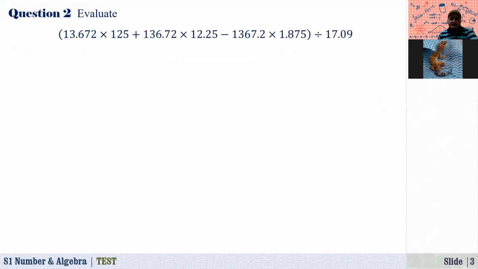Another example, evaluate. Just write here solution. 13.672 times 12.5 plus 136.72 times 12.25 and 1367.2 times 1.875, all divided by 17.09. Okay.